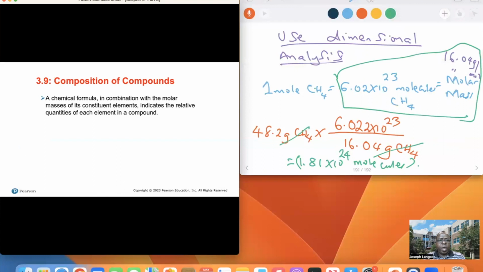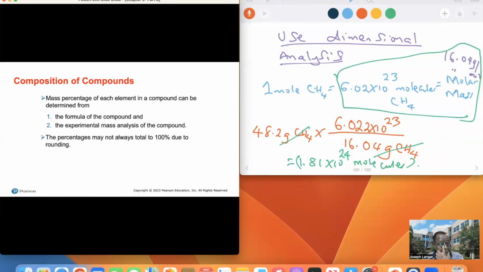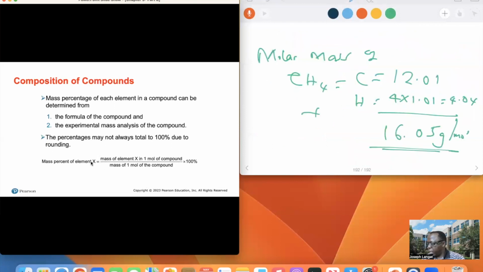Second, we have 2 more sections. 9.3, composition of a compound. A chemical formula in combination with molar masses of its constituent elements indicates the relative quantities of each one of them. In this section, you will be asked to find the mass percent of a compound. You need to know the formula for the compound, the experimental mass analysis of the compound, and then you find it as a percent. This is an equation you learn, you'll see in the lab as well.